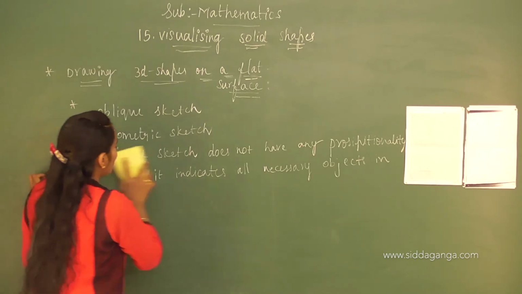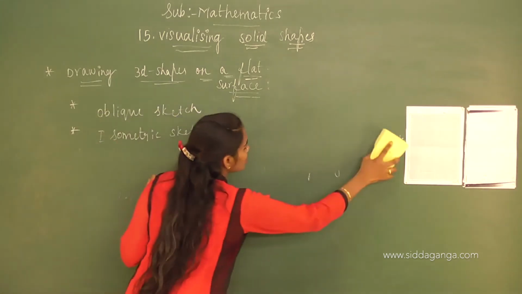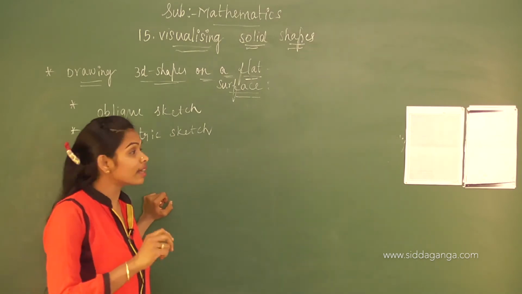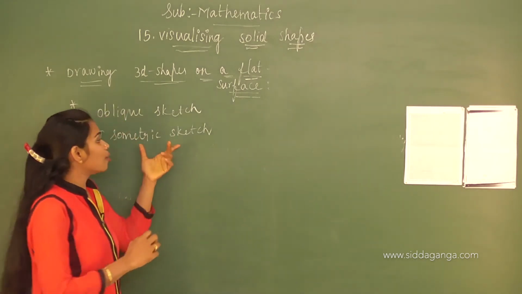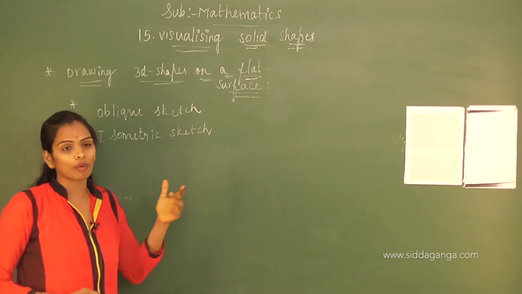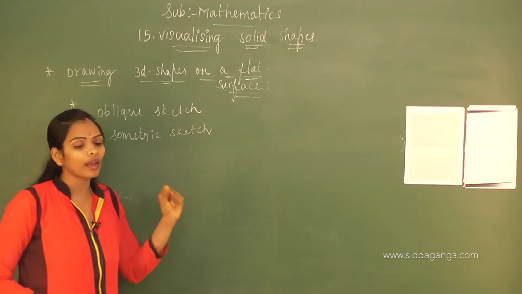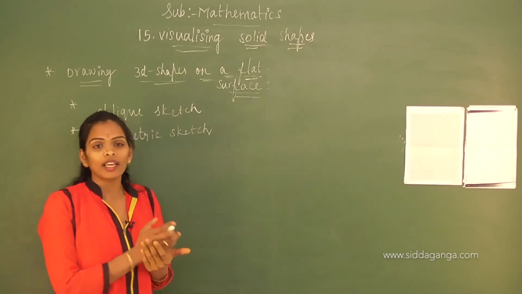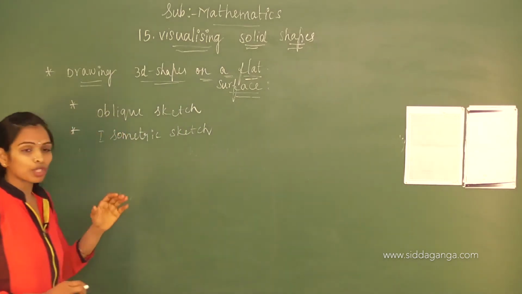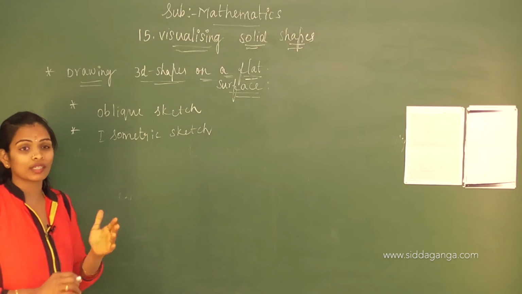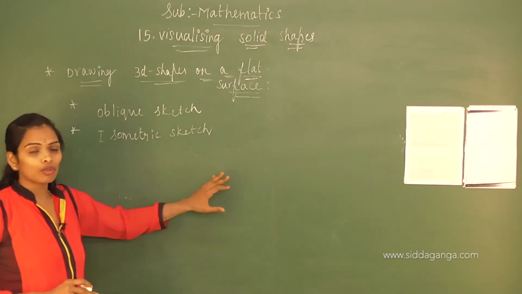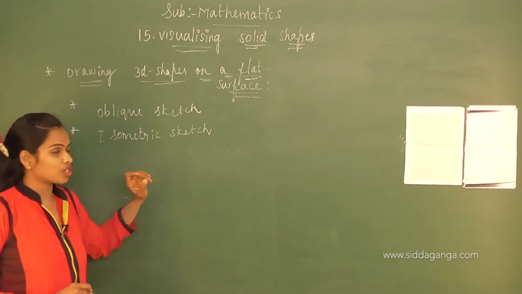And in an isometric sketch we use isometric dot paper. On that dot paper we can maintain proportionality. It will give the proper dimensions for the given three-dimensional shape. That means exact proportionality, like a 2:4 ratio. Buildings and all such things we can represent through an isometric sketch.